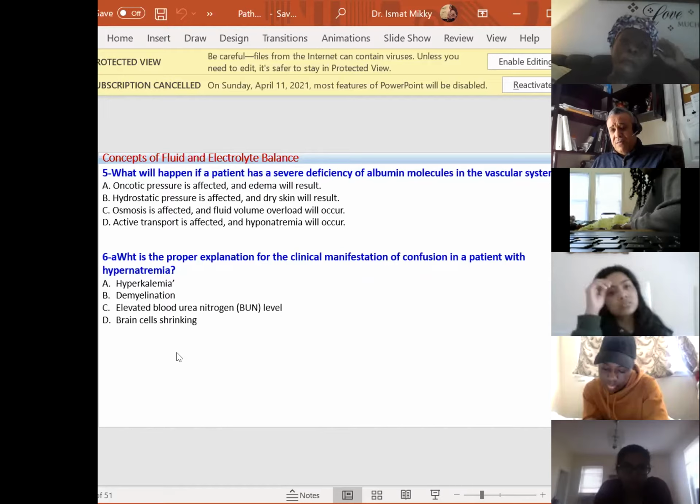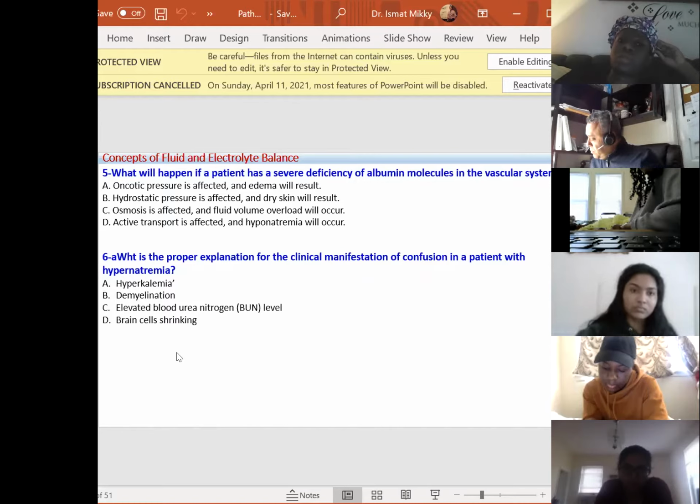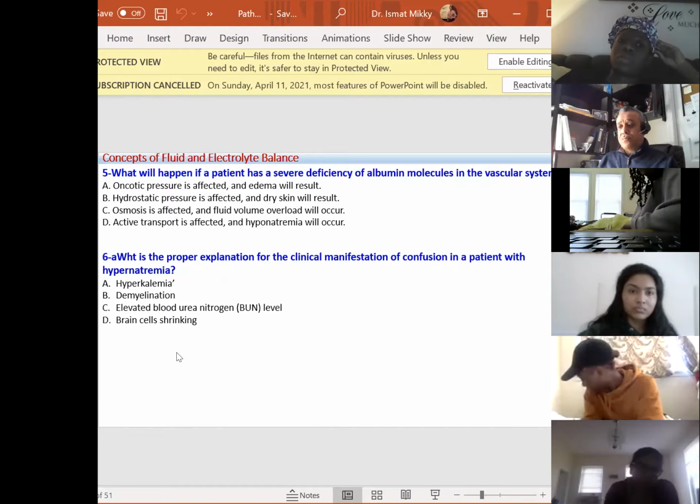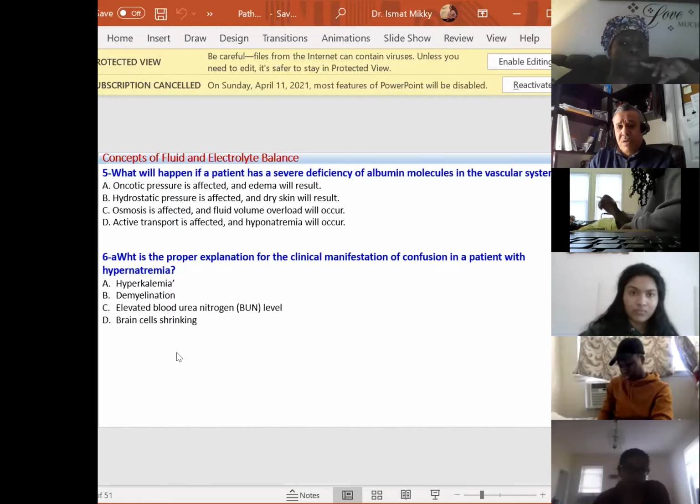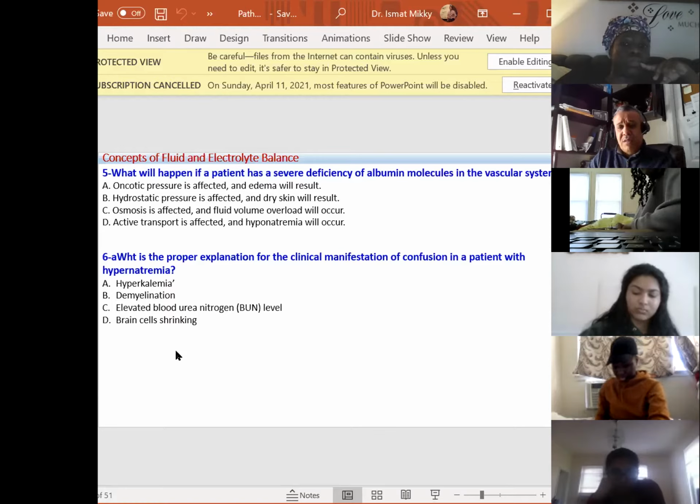Number 5. What will happen if a patient has a severe deficiency of albumin molecules in the vascular system? So what's the effect of the albumin molecules as protein, albumin, colloid pressure? Remember the colloid pressure, oncotic pressure? We said the hydrostatic pressure pushes fluids out of the compartment. Oncotic colloid pressure pulls the fluid back into the compartment.